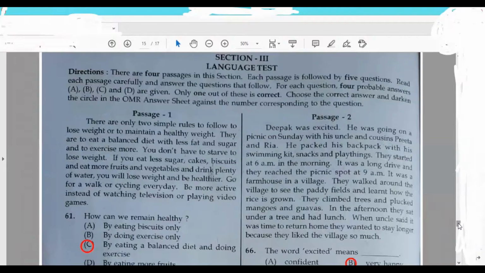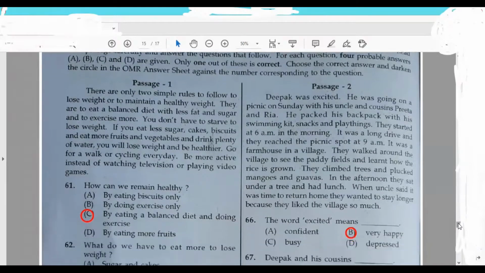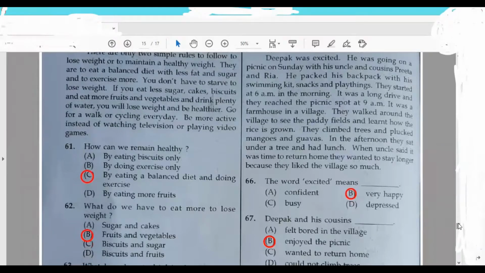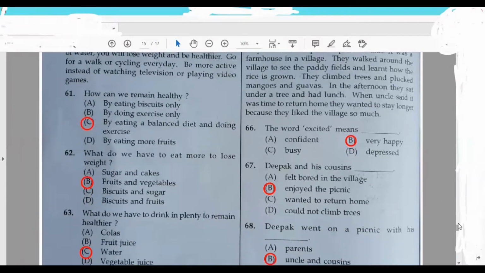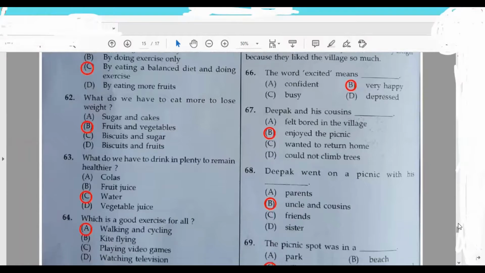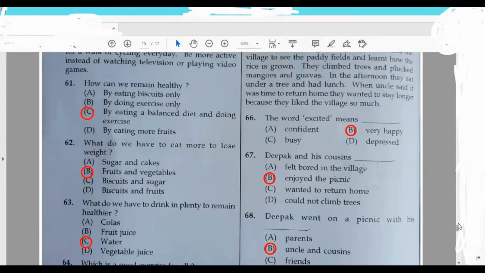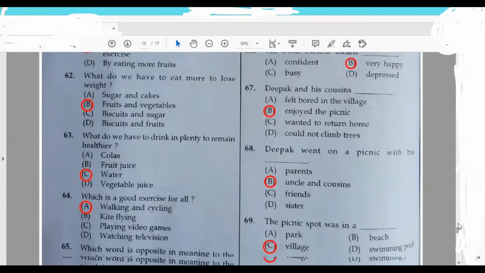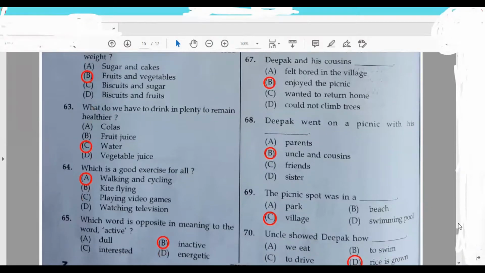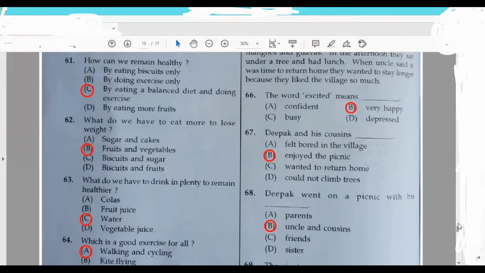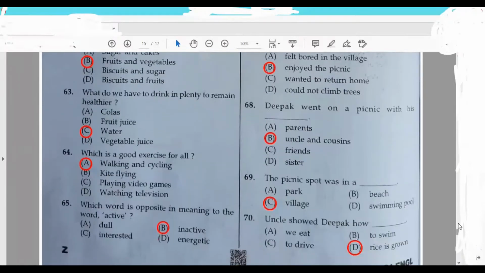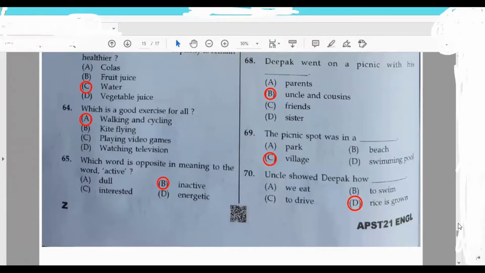The passages are given, you have to find the correct answers. I will just discuss the answers with you. For 61, it is C. For 62, it is B. For 63, it is C. For 64, it is A. These are the answers of the first passage. For 65, it is B. For the second passage, 66, B, 67, B, 68, B, 69, C, and 70, D.